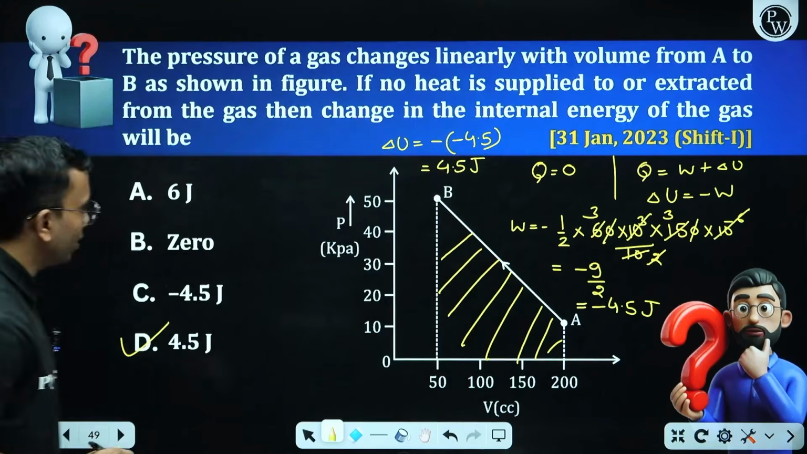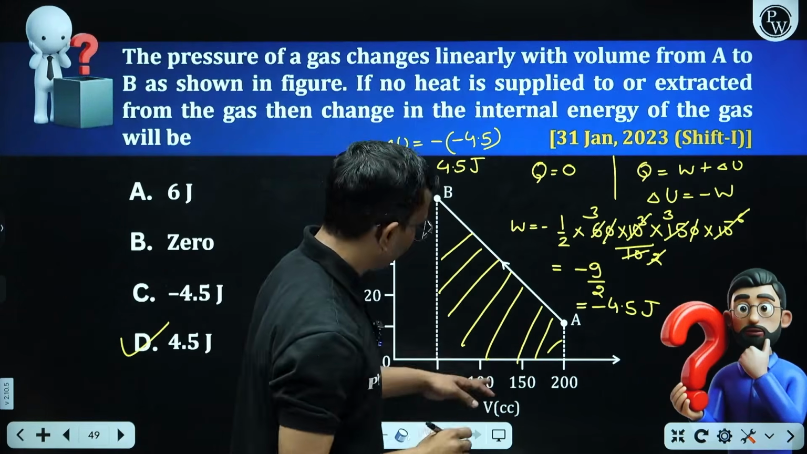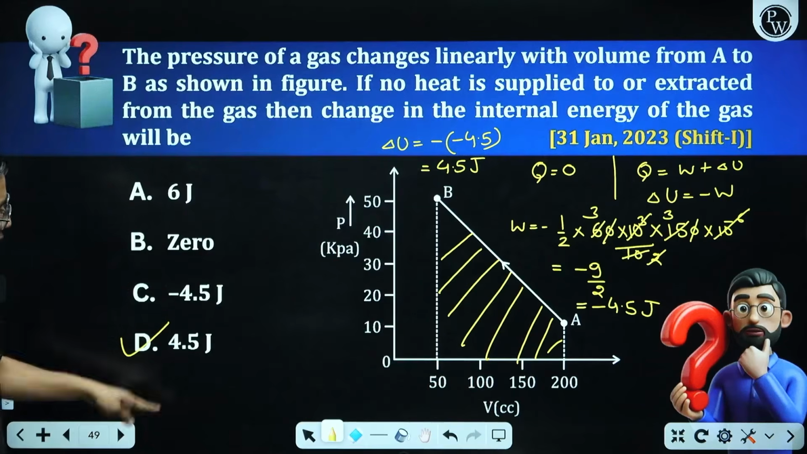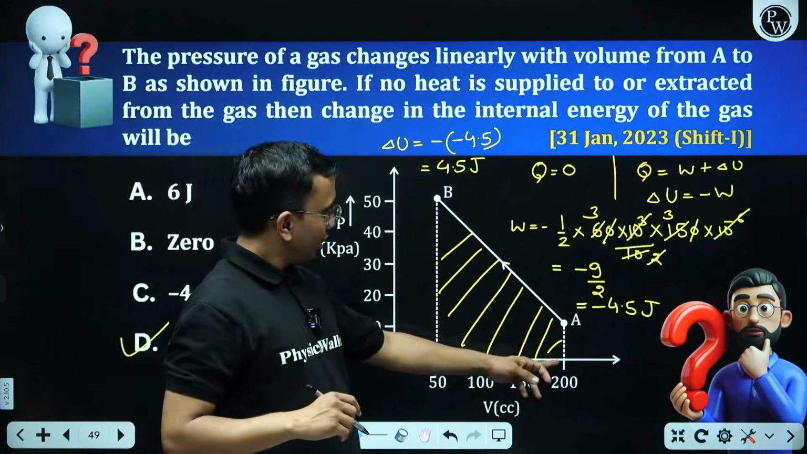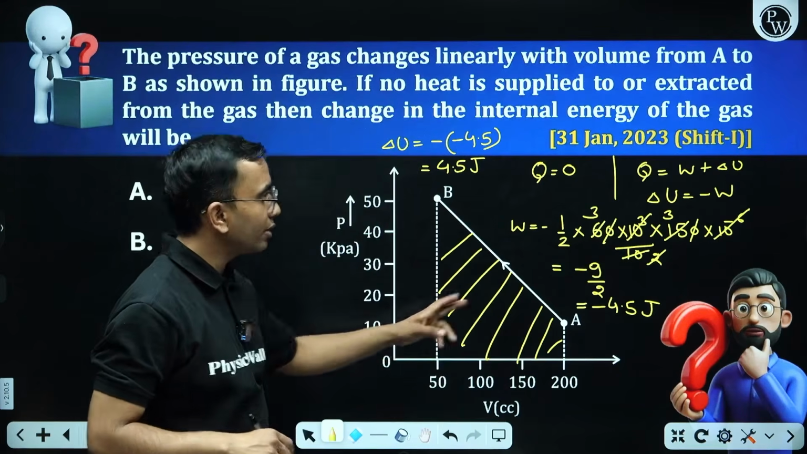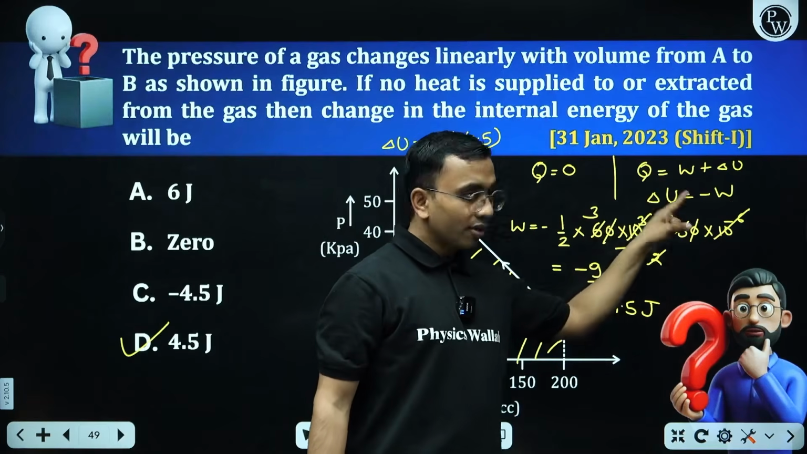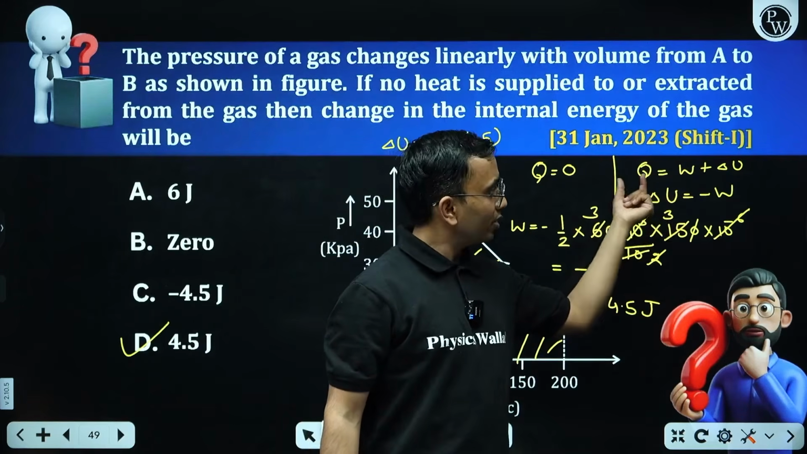Change in the internal energy. Now you see here, plus and minus, both options are there. You can reject that simply by saying the volume is decreasing, so work done is negative, and the change in internal energy will be positive, the negative of that. Q is 0.